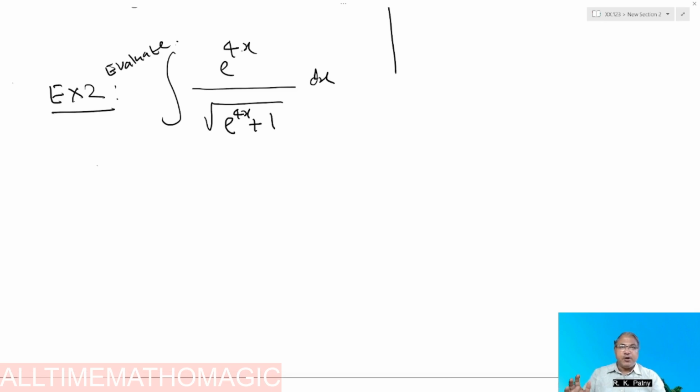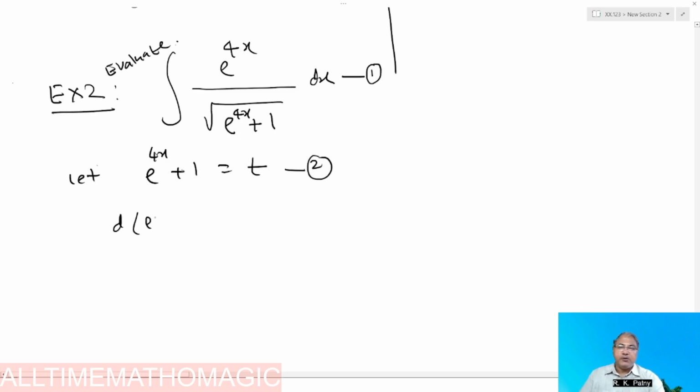The problem is quite lengthy, but there is only one function which can be equal to t. For example, here let e raised to 4x plus 1 equals to t. Why did I select this? I have selected this because the derivative of this part is available in the other corner of the problem. And moreover, the given question is always equation 1 and this is equation 2. Now after that, doing the derivative, e raised to 4x plus 1 with respect to x equals to dt by dx. After doing this, what is the derivative of e raised to 4x? 4 e raised to 4x equals to dt by dx.